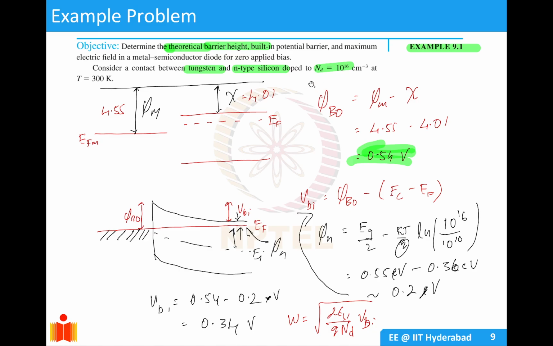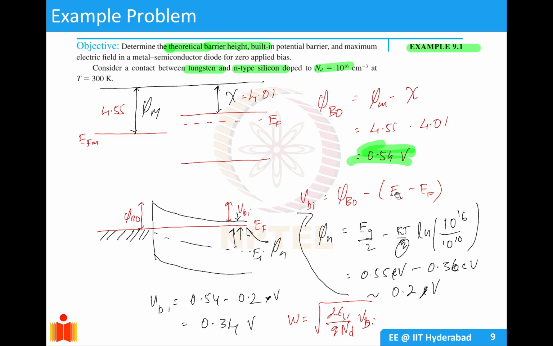So your theoretical barrier height, which is phi b0, is given as phi m minus chi, which is 4.55 minus 4.01, which is 0.54 volts. Now for the built-in potential barrier, the formula is given as VBI equals phi b0 minus (EC minus EF).